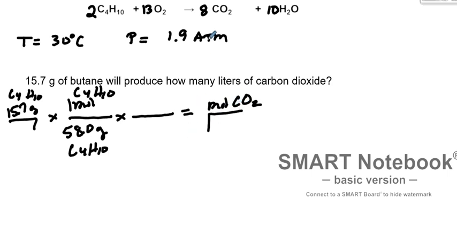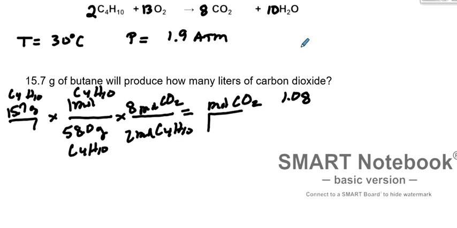So all I need is my coefficients in front of carbon dioxide and my coefficient in front of butane. So remember to put carbon dioxide on top. So I'll go 8 moles of CO2 over 2 moles of C4H10. And the answer for that comes out to be 1.08 moles of our carbon dioxide.